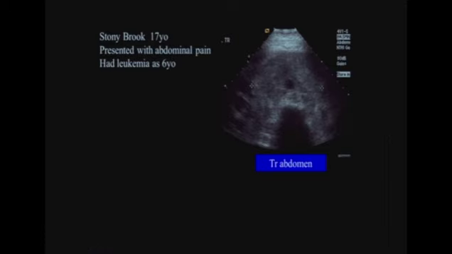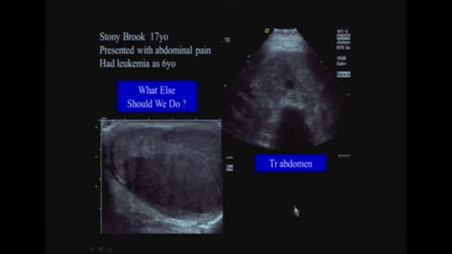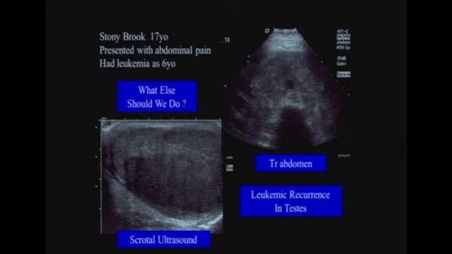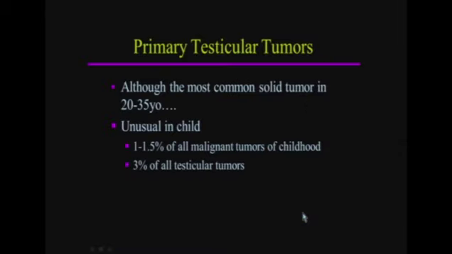This is a 17-year-old who presented with abdominal pain who had leukemia as a 6-year-old, and one sees this mantle of nodes in the transverse abdomen. And we then looked in the testicle and we see this heterogeneous testicle with two large echopenic areas within it. And this was leukemic recurrence in testicle.